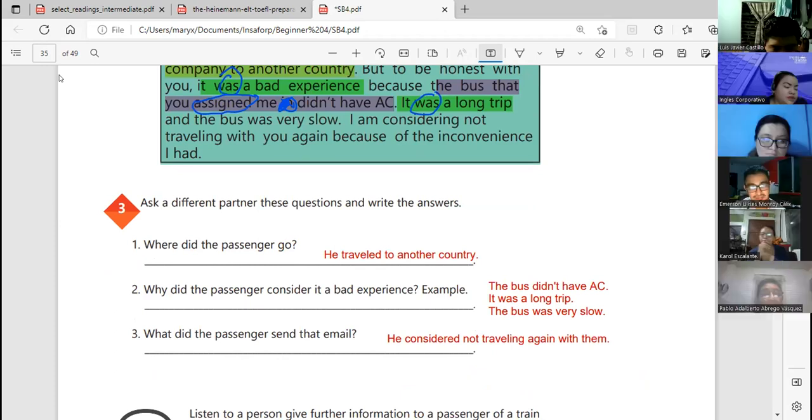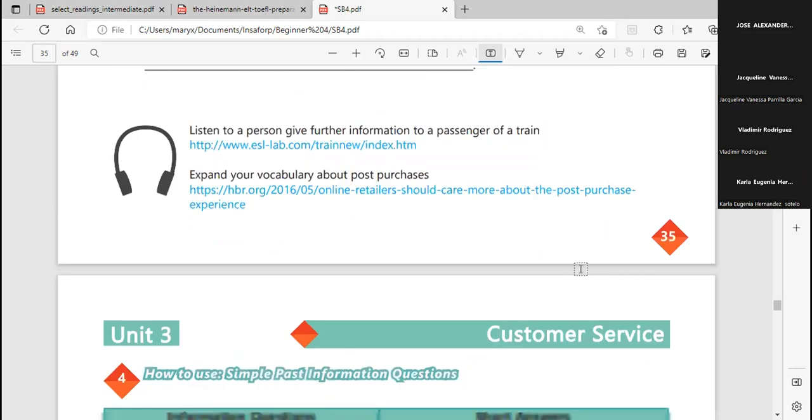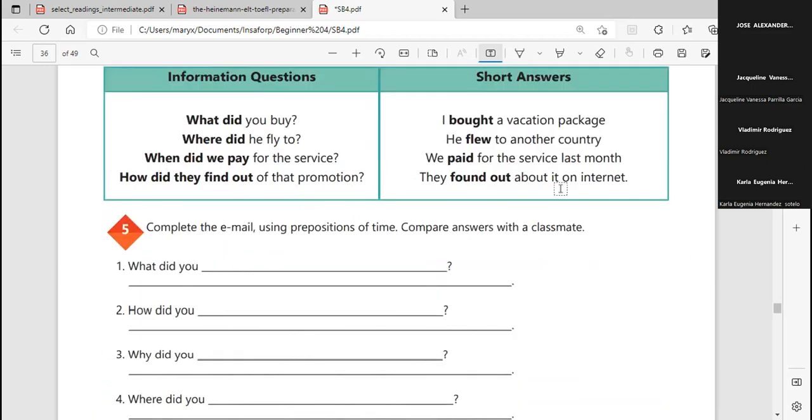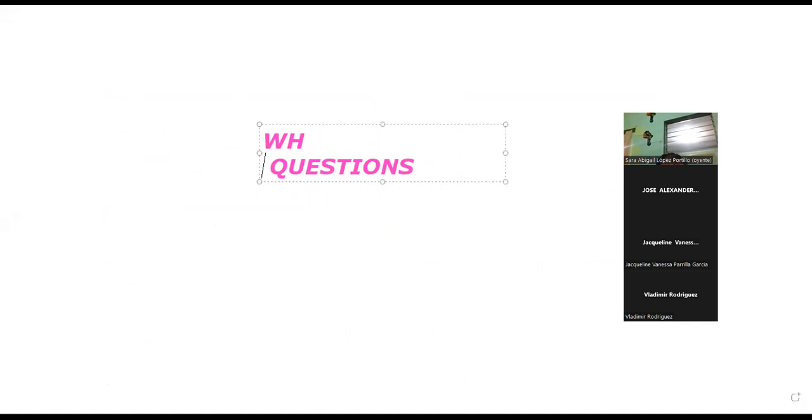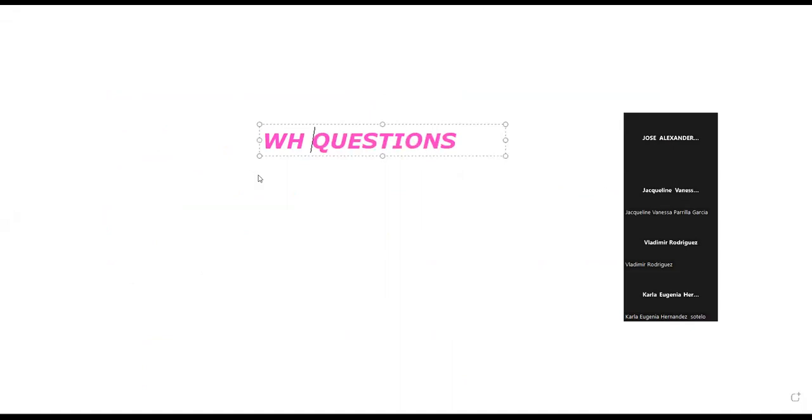Now, we are going to continue checking here, and we are going to work with the WH questions, right? Before we start with the WH questions, I want you to remember what they are for. We have WH questions. Here, we're gonna put them in the middle. Give me a moment.